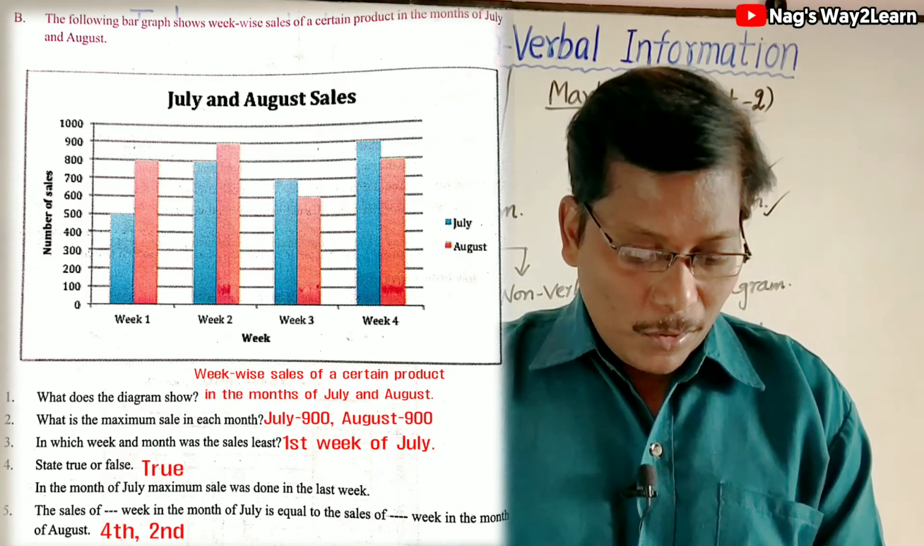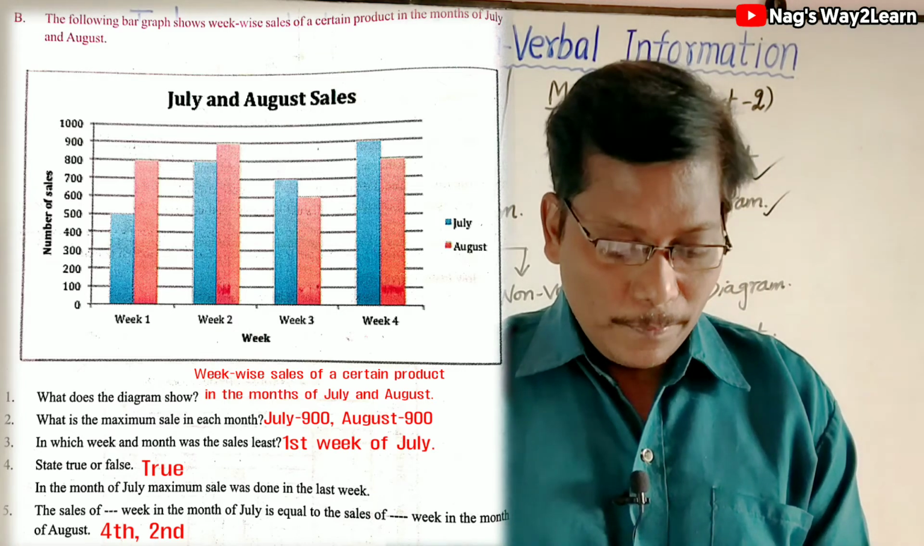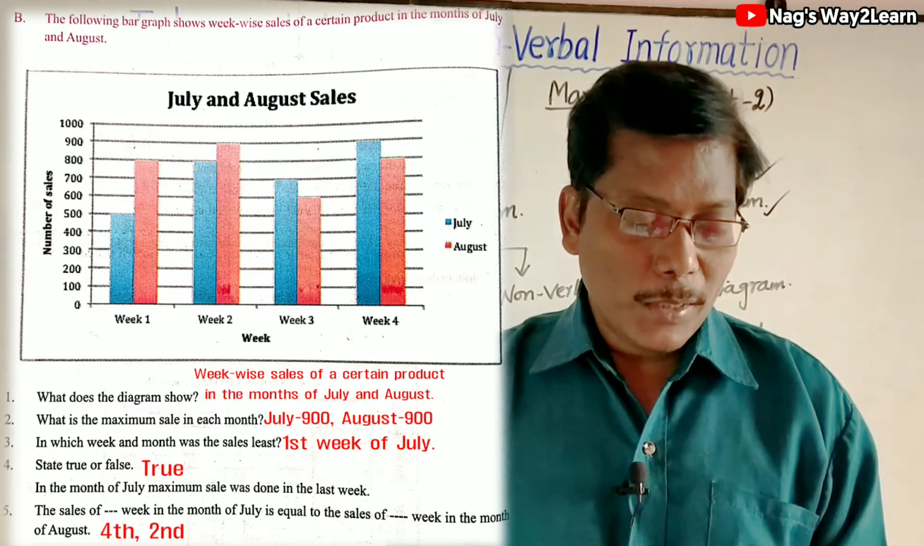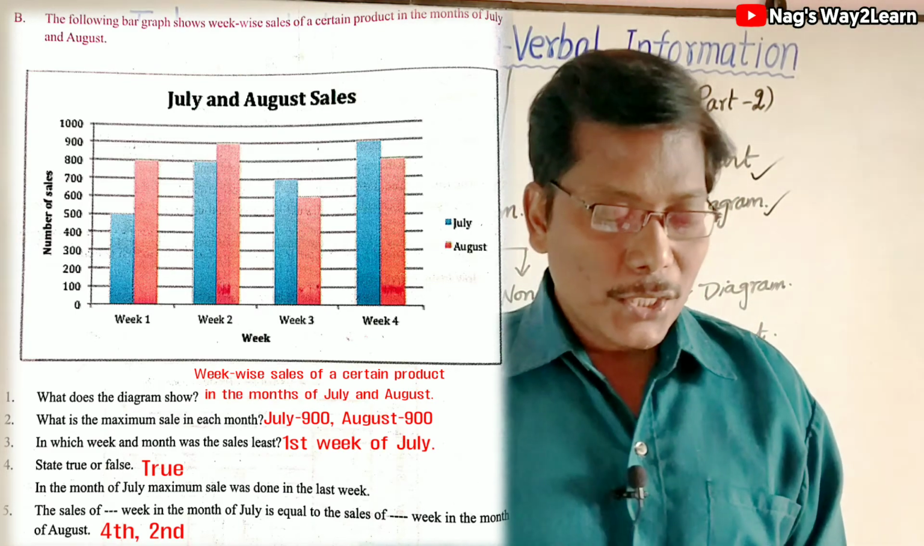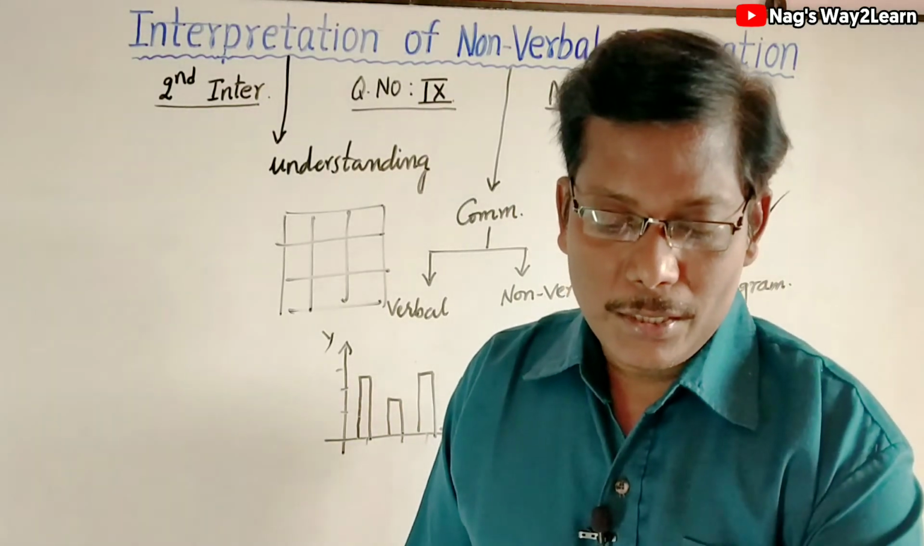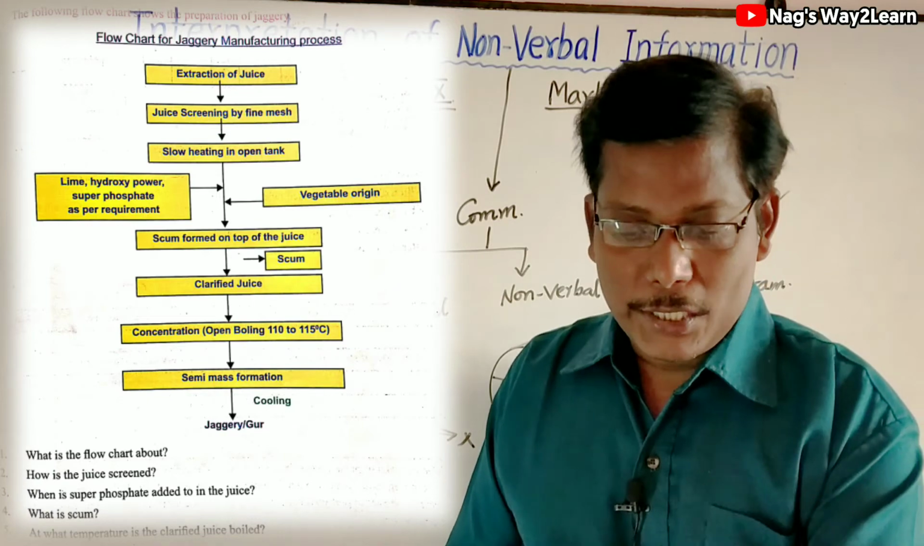That's why we are saying fourth week in the month of July. And orange color has the maximum value in the second week. So second week in the month of August, because August is represented by orange color. So in this way we have to answer these questions. Now let's see a flow chart. You just look at the flow chart on the display.